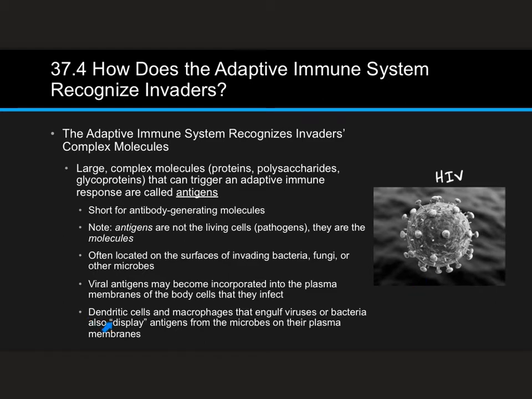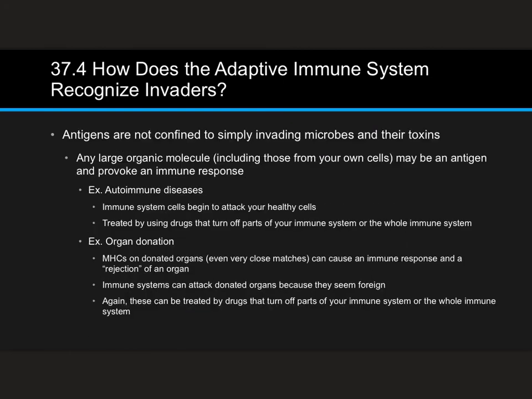Anyways, dendritic cells and macrophages that engulf viruses or bacteria also display antigens from the microbes on their plasma membranes. So as these things begin to destroy stuff, they may incorporate some of these antigens on their plasma membranes. As it says right here, antigens aren't necessarily just coming from invading species or toxins. Any large organic molecule, including those from your own cells, may be an antigen and provoke an immune response.